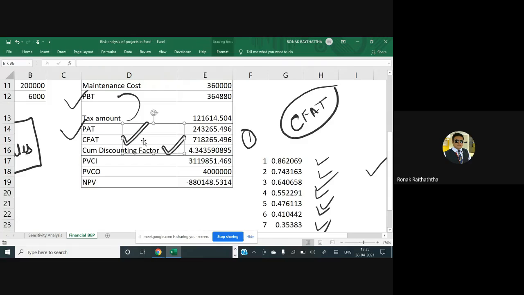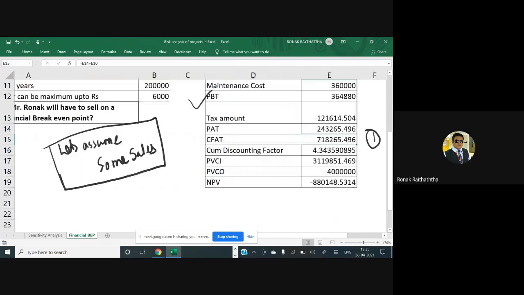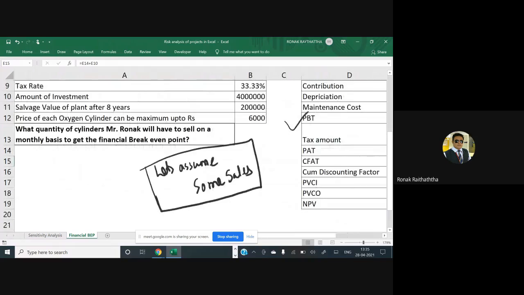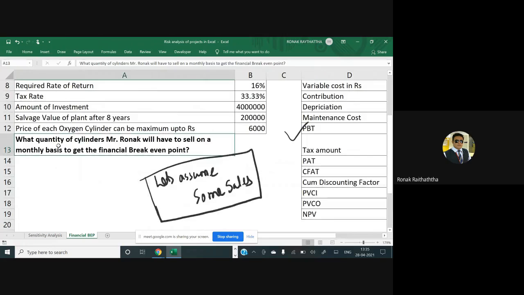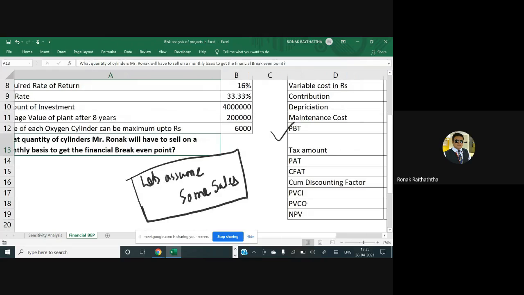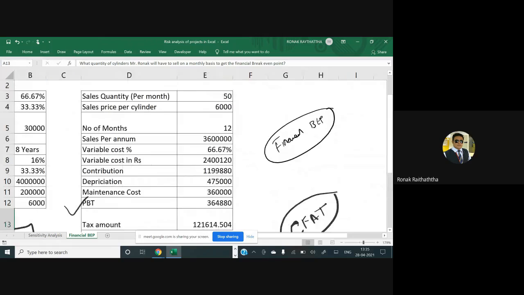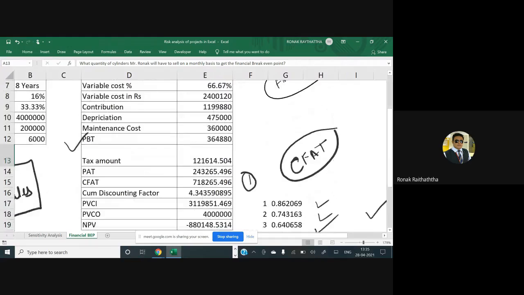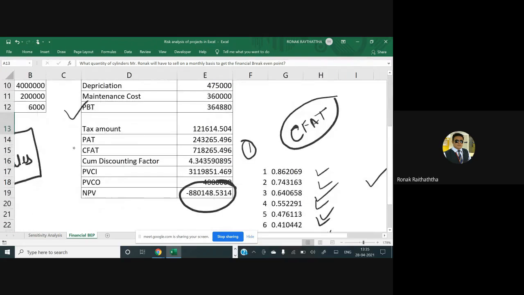But sir, that's the negative NPV. We didn't ask for that. What was the requirement of the question? Read it again. You said, what quantity of cylinders Mr. Ronak will have to sell on a monthly basis to get the financial break-even point. So I am supposed to find the quantity of the cylinders per month, which I have taken as 50 in my model, to such a level where the NPV would become 0.